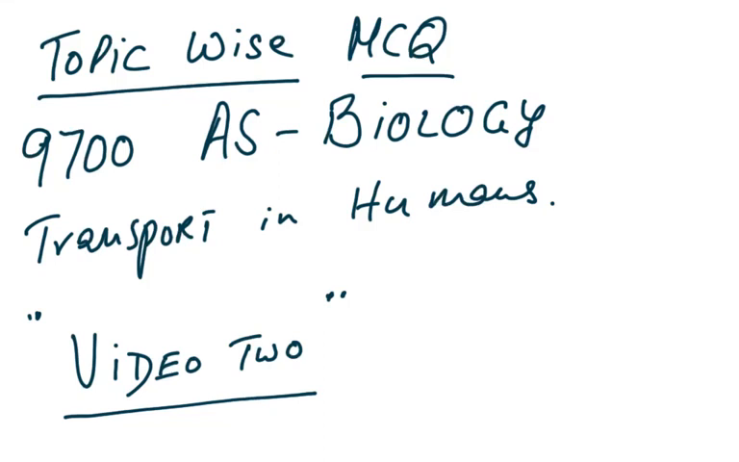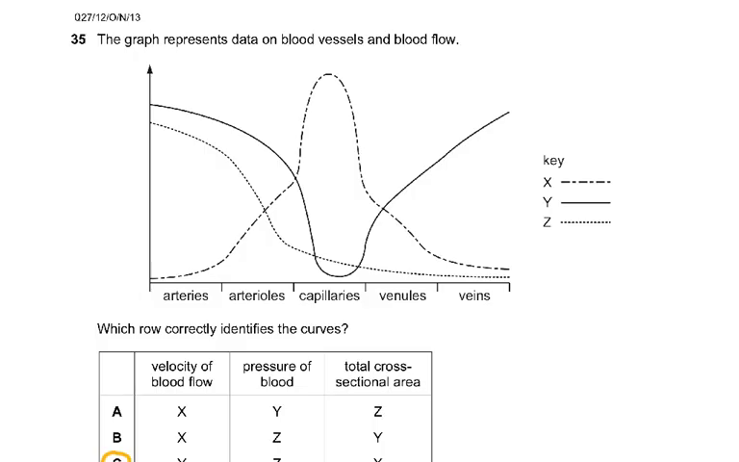Bismillahirrahmanirrahim. Now this is the second video on the topic-wise MCQs on the chapter on the heart, and these are another few questions that we're going to discuss in this video. Getting to question number 35, the graph represents data on blood vessels and blood flow. So X, Y, and Z. You can see the three different graphs that they've given.